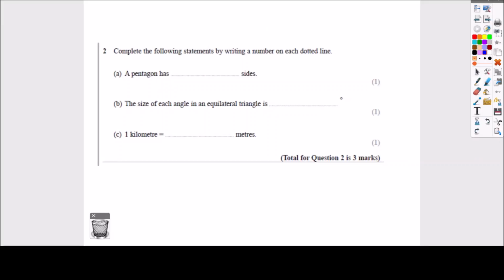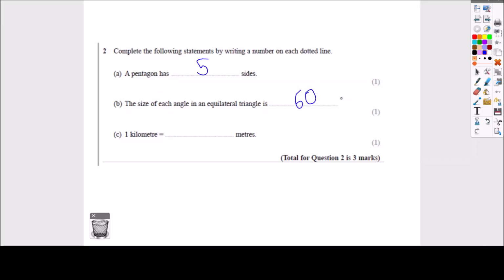Question 2. Now a pentagon has got 5 sides. The size of each angle in an equilateral triangle. Well, in an equilateral triangle, all 3 sides are the same length and all 3 angles are the same. Now the angles in any triangle add up to 180. So if that 180 is spread equally over the 3 angles, 180 divided by 3 is 60 degrees.